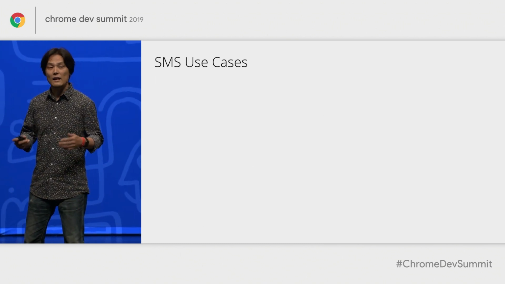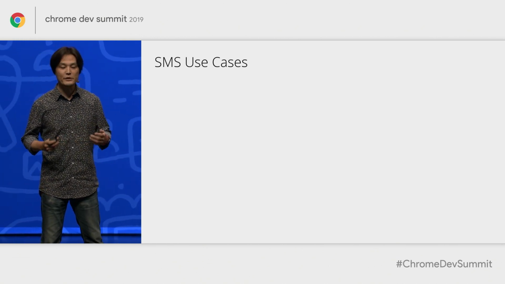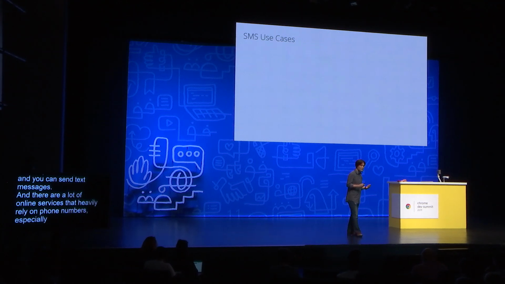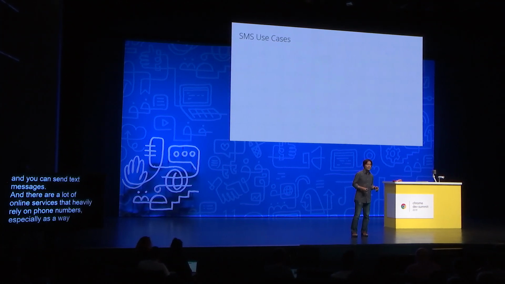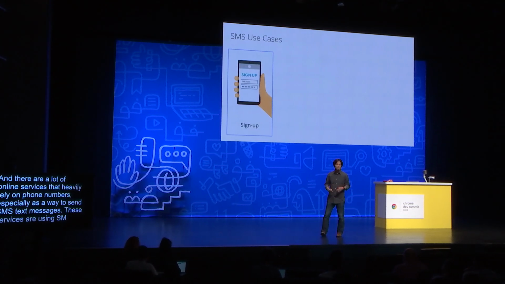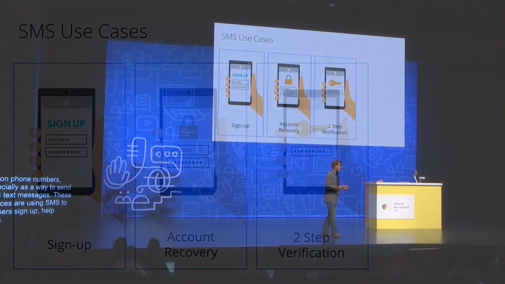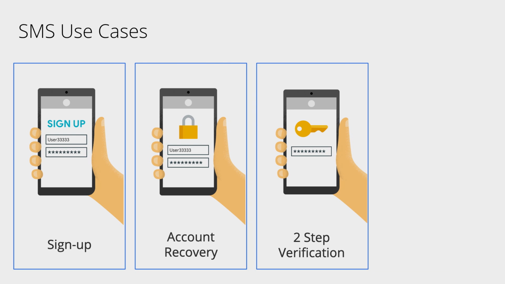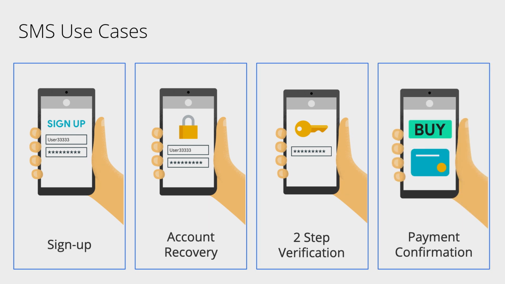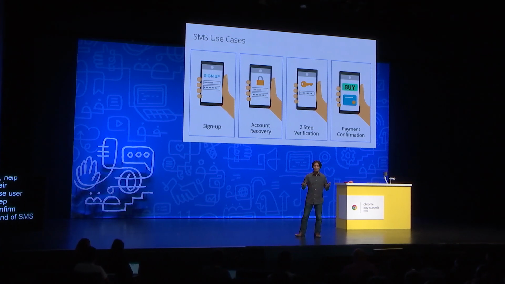And there are a lot of online services that heavily rely on phone numbers, especially as a way to send SMS text messages. These services are using SMS to let users sign up, help users recover their accounts, increase user security with two-step verification, or confirm payments. This kind of SMS usage is very popular, especially in countries like India, but also worldwide.